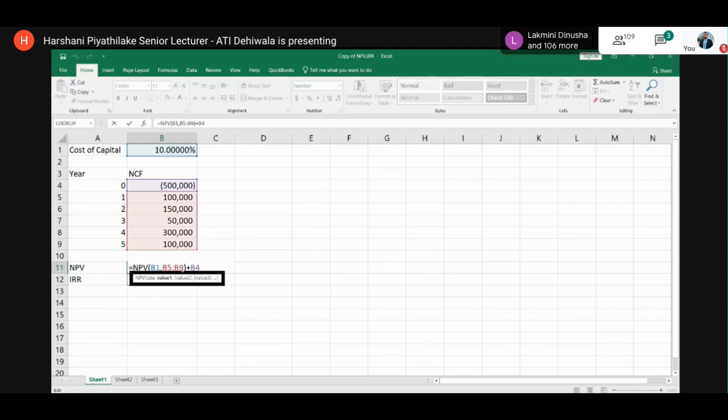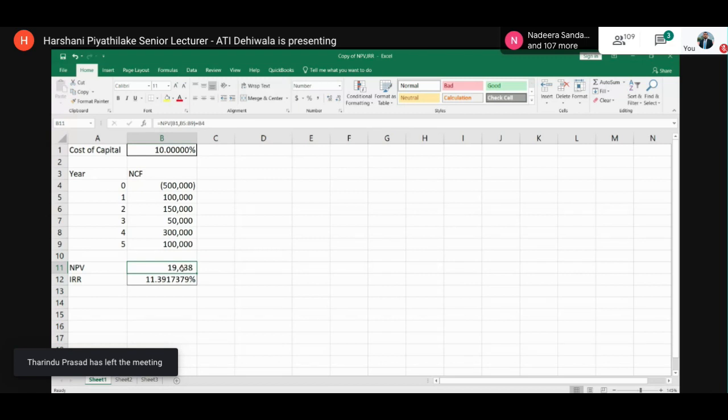Actually, this is not in the financial accounting part, it's the costing part. I think students have learned costing, project appraisal, investment appraisal, short-term decision making, right? Not short-term, long-term decision making, project investment appraisal. Under that you normally learn about NPV and IRR. If you do this manually, it takes time.